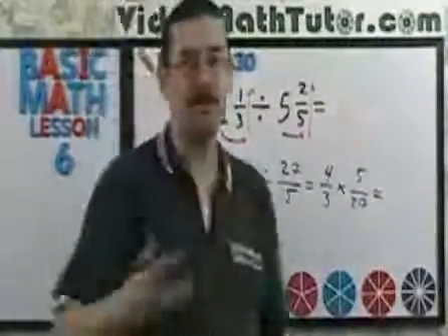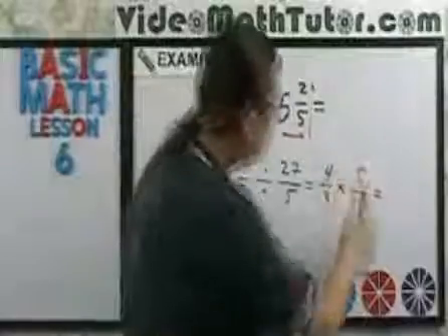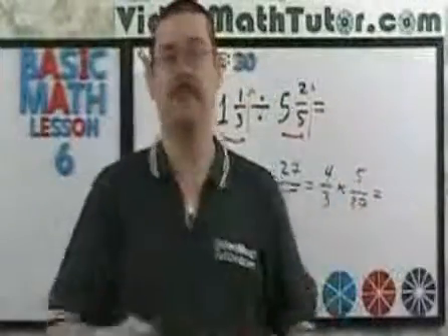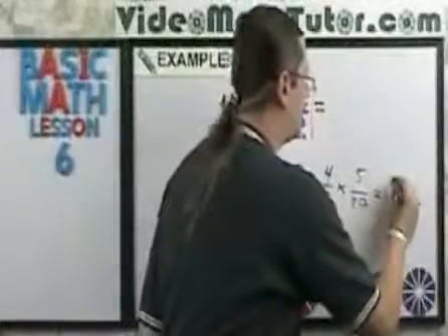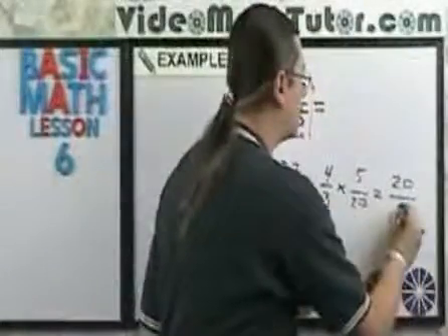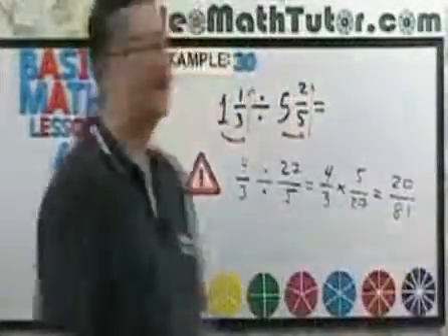Alright, now we try to cross cancel. Well, nothing cancels. So just multiply straight through. So I'm going to get 20 over 81.